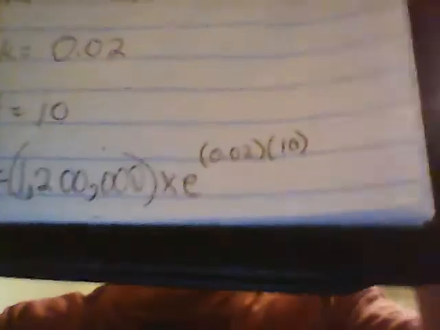Well, I'm going to help you a little bit. 0.02 times 10 is equal to 0.2. Got it? All right, so I'm just going to rewrite that formula. N is equal to 1,200,000 times e to the 0.2. Okay, I'm going to show you how I started off here at the bottom.